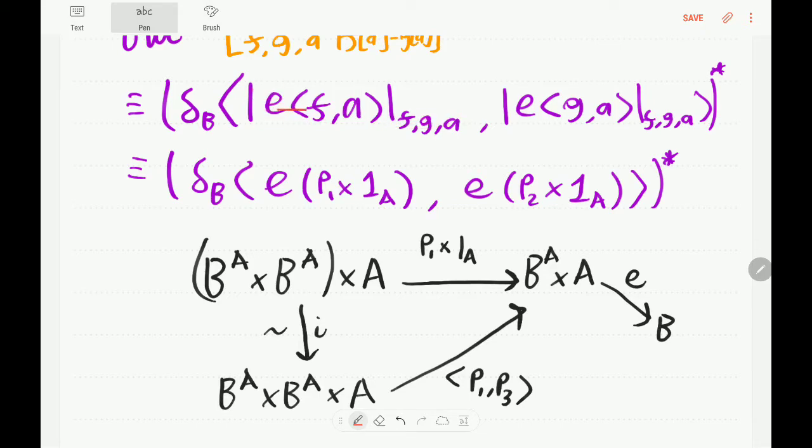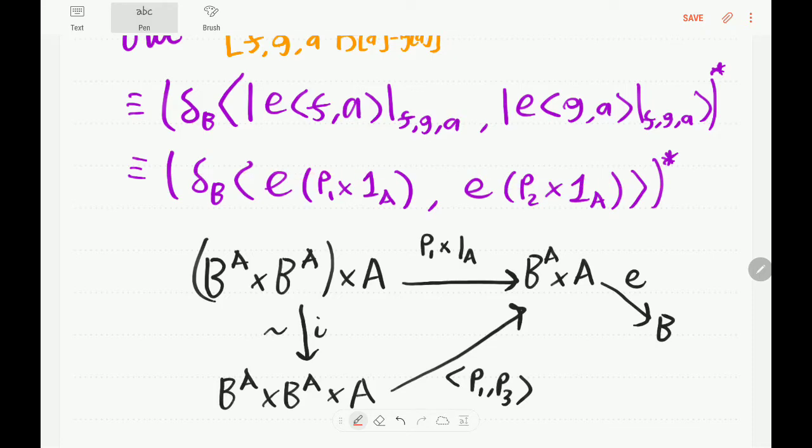So the interpretation of E f a over f, g and a, we consider that to be E after P1 times 1A, because the P1 is selecting the f from here, and we times by 1A because we're keeping this A on its own over here, okay? And in a similar way, the interpretation of E after g comma a over f, g and a is just going to be E after P2 times 1A.